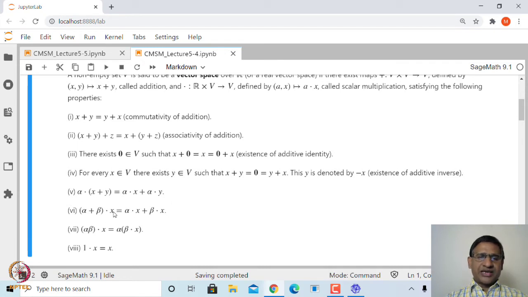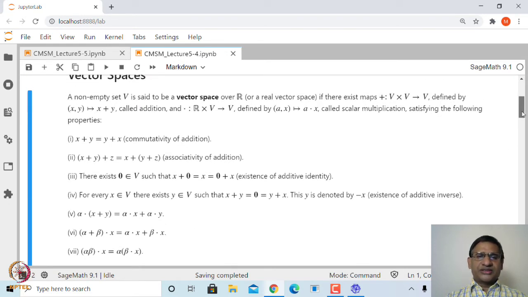Similarly, (alpha plus beta) times x should be equal to alpha times x plus beta times x, and this should hold for every scalar alpha and beta in R and x in V. And alpha times (beta times x) should be equal to (alpha times beta) times x. The last one is also very important: it says that 1 leaves every vector x unchanged. So, 1 times x should be equal to x for every x in V. So, that is the definition of a vector space.